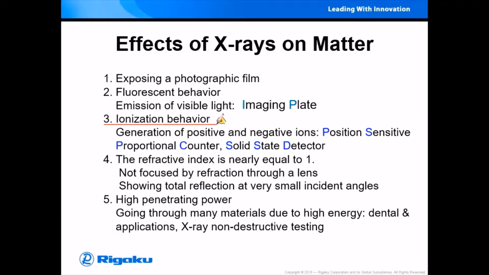The next property is ionization behavior. When an X-ray gets into matter or gas, it ionizes atoms and generates a negative and a positive ion. This is also used for a detector of an X-ray diffractometer.